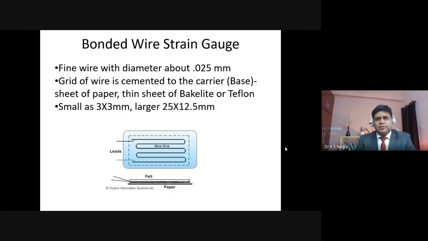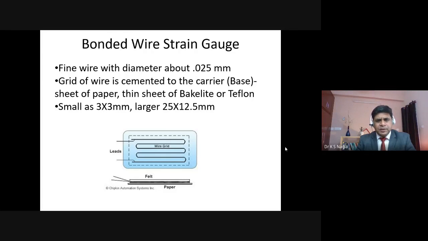So the fine wire with a smaller diameter of 0.025 millimeter is used. This is just an approximate diameter; it depends upon the manufacturer. The grid of wire is cemented to the base, which is also termed as a carrier, and it may be a sheet of paper, a sheet of bakelite, or Teflon. You can also directly mount the wire over the base where you are measuring the strain.